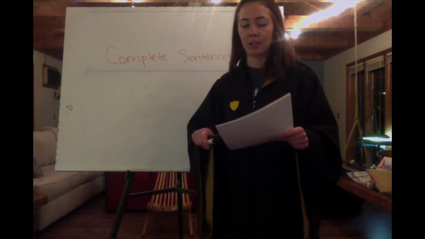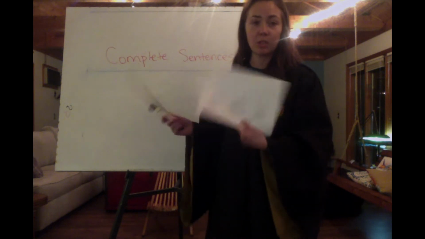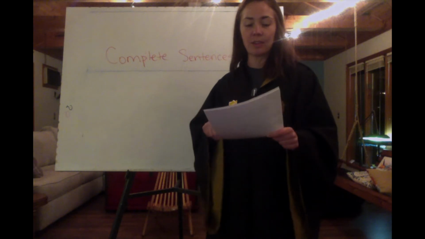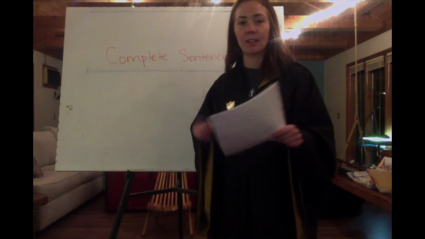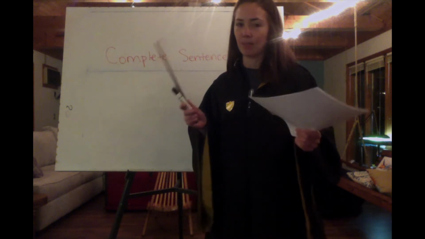In the sentence, "I should go tell my family how much I appreciate them," which you should do, pause the video, go tell them right now. The subject is "I," so highlight that in purple. The predicate is "should go tell my family how much I appreciate them." Go ahead and highlight that. Great. If I'm going too fast, you can pause the video.